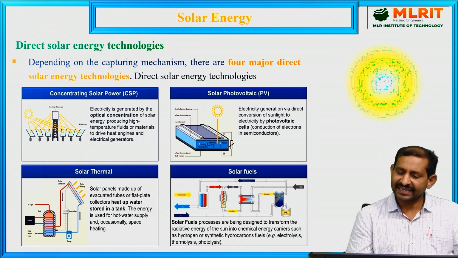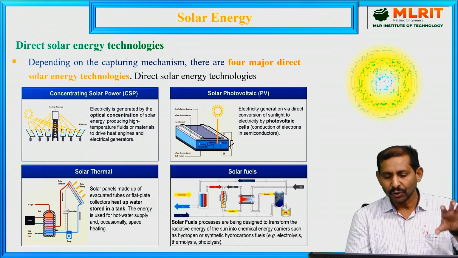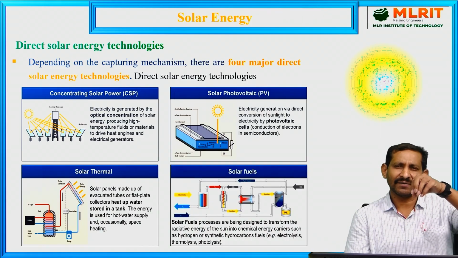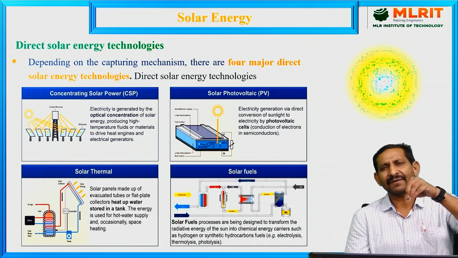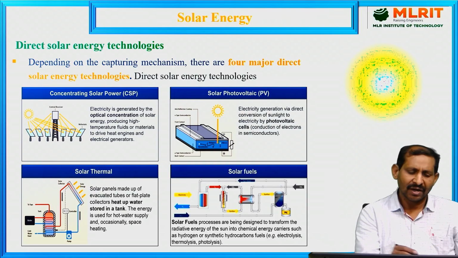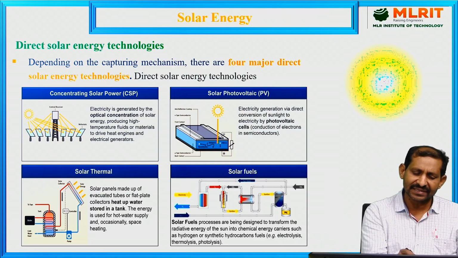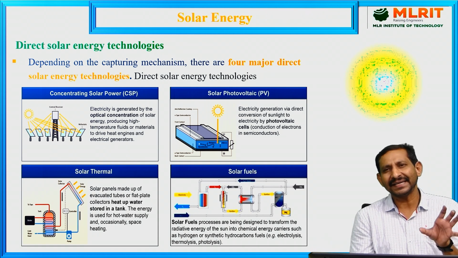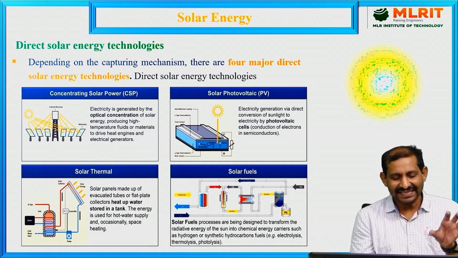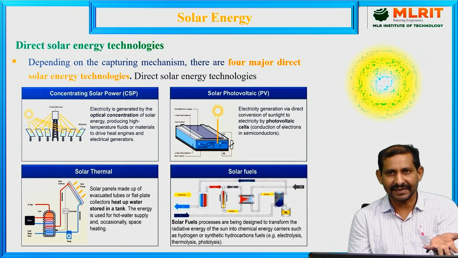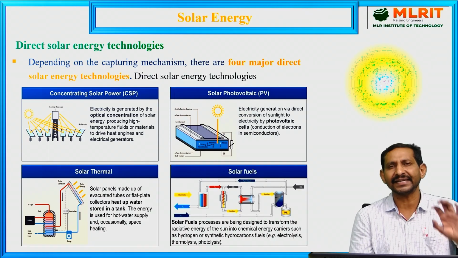In this one, electricity is generated by the direct conversion of sunlight to electricity by photovoltaic cells. The major principle involved is that the light energy coming directly from the sun is converted to electrical energy using photovoltaic cells. Concentrating solar power means electricity is generated by the optical concentration of solar energy, producing high temperature fluids or materials. Those materials are used for trapping heat in heat engines, and that is converted to electricity using electrical generators. That principle is involved in concentrating solar power.